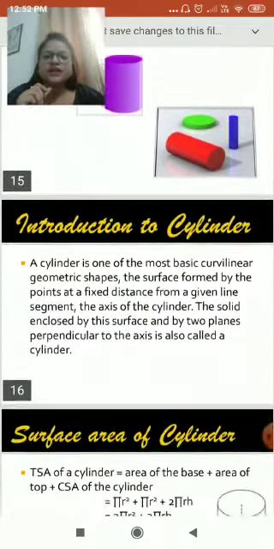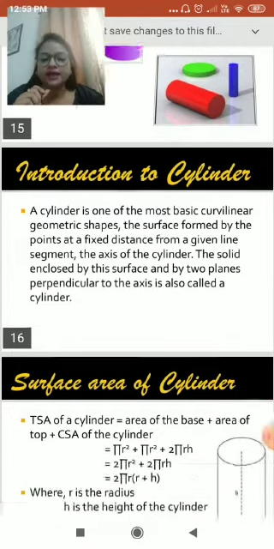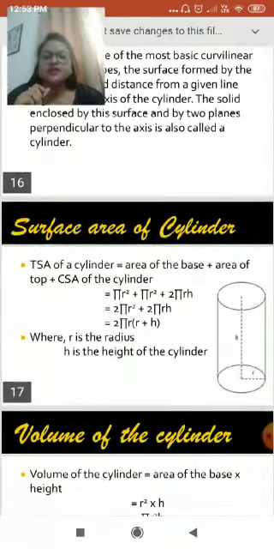The surface formed by the points at the fixed distance from a given line segment, the axis of the cylinder, the solid enclosed by this surface, and the two planes perpendicular to the axis is called a cylinder. Let us quickly see the TSA of a cylinder, that is the total surface area.